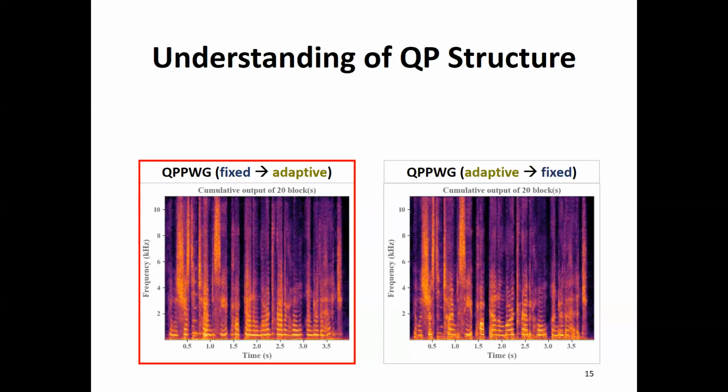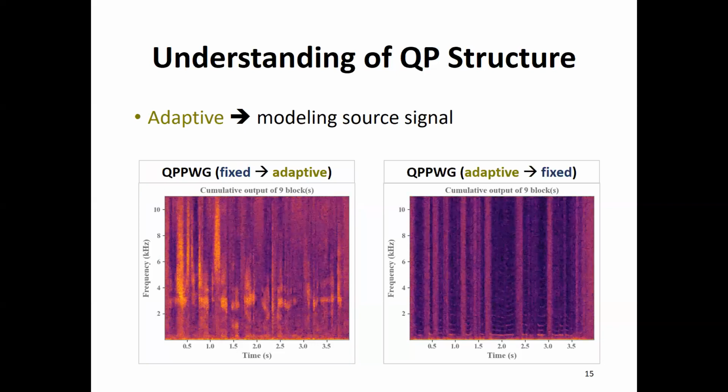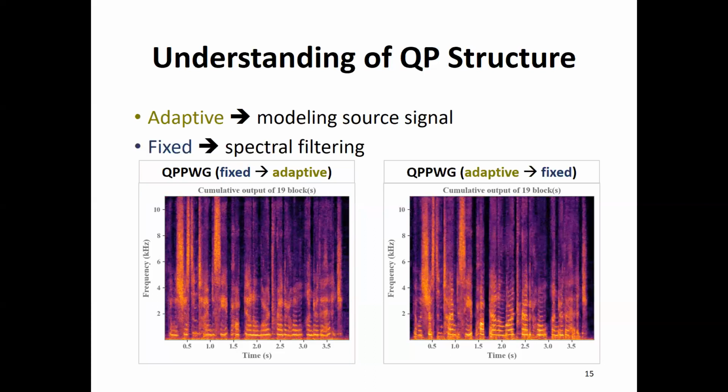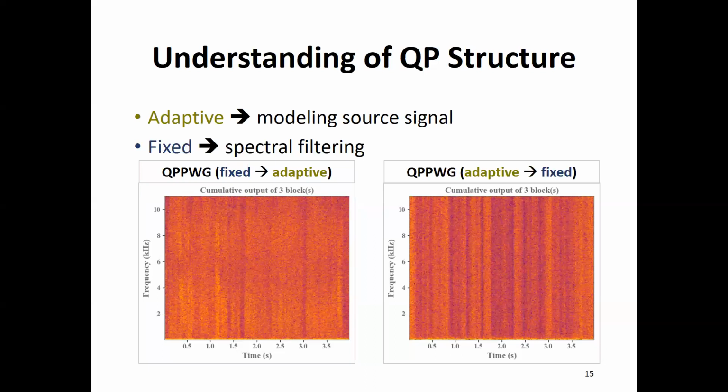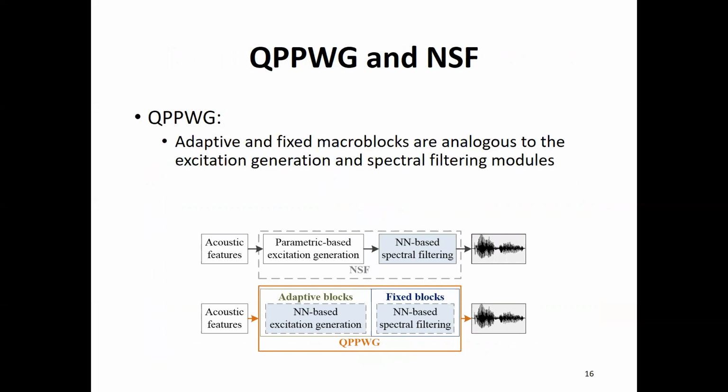The visualized results confirm our assumption that the adaptive blocks model the pitch-related component with long-term dependencies, and the fixed blocks model the spectral-related component with short-term dependencies. Although QPPWG is a unified vocoder, its cascaded network structure is very similar to the source filter model. The adaptive blocks are analogous to the excitation generation, and the fixed blocks are analogous to the spectral filtering.